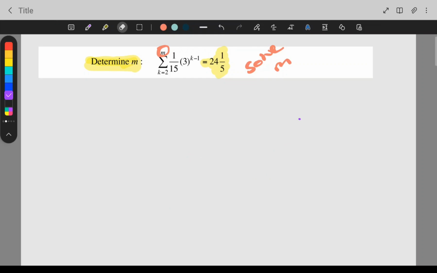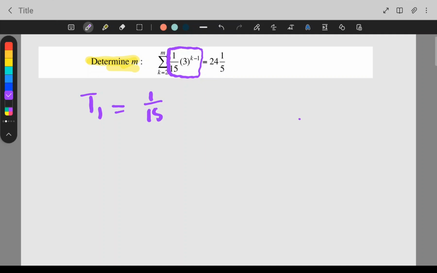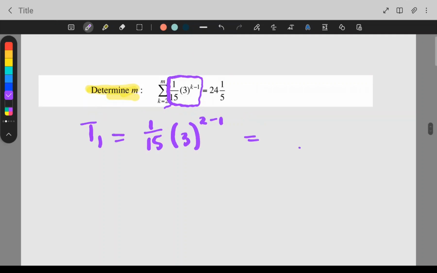The first 3 terms. So for term 1, I'm subbing in 2 into the general term. You see, there is the general term. So I'm going to sub in 2. So let's go. 1 over 5, 3 to the power of K, and I make K 2. So that number minus 1. And my answer is 0,2.